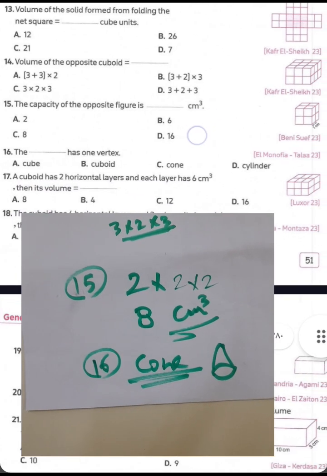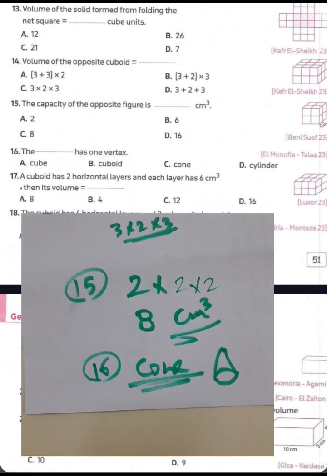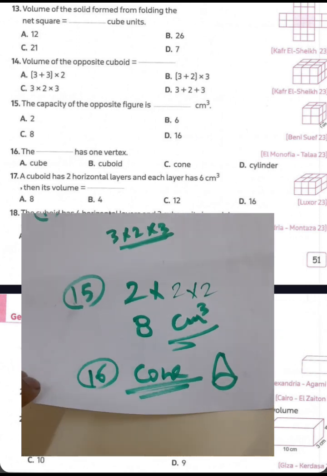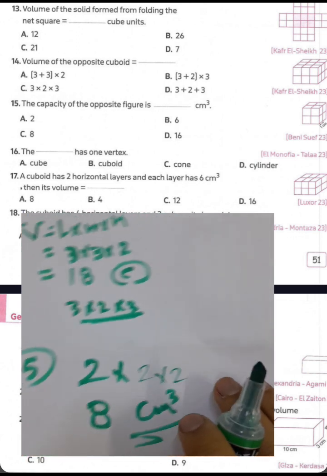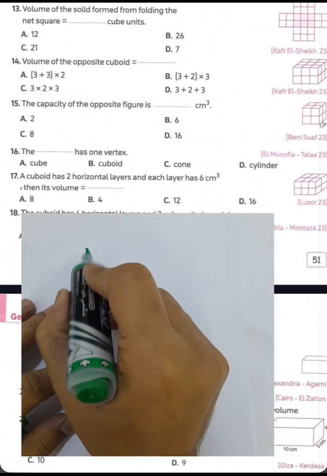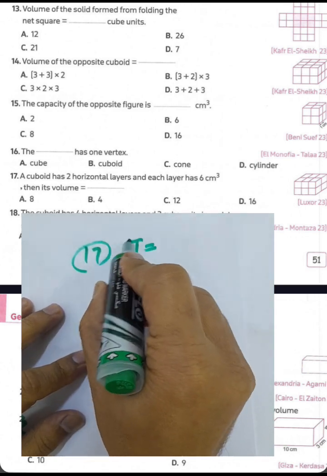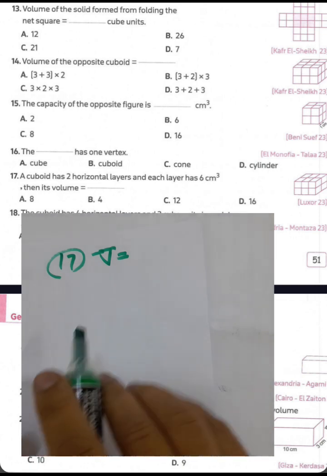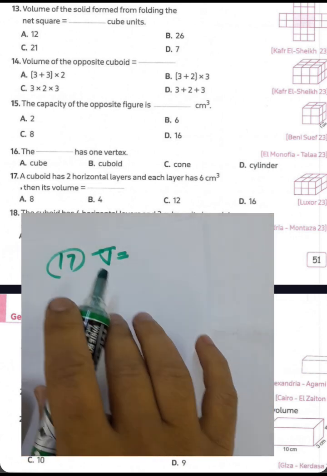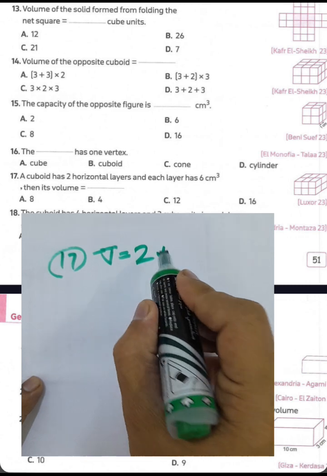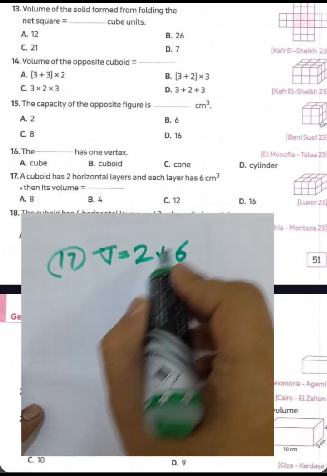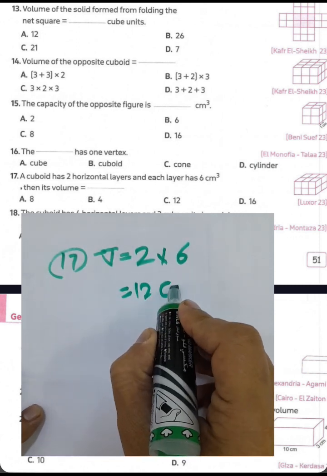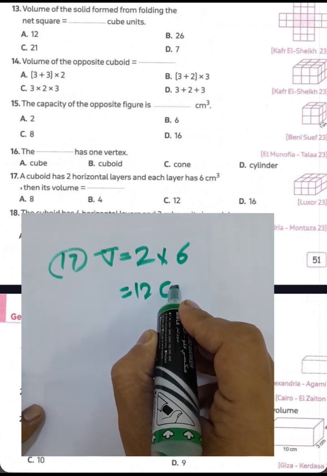Question 17. A cuboid has 2 horizontal layers and each layer has 6 cubic centimeters. Then its volume equals what? We can write the volume for question 17 by using the rule. We know the volume of a cuboid equals the number of horizontal layers times the number of cubes in each layer. He gives us 2 horizontal layers and each layer contains 6 cubes. Then the volume equals 2 times 6 equals 12 cubic centimeters.